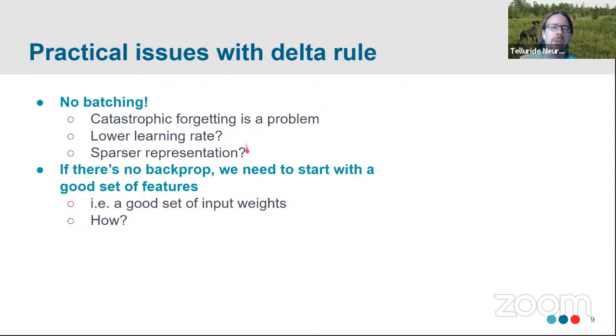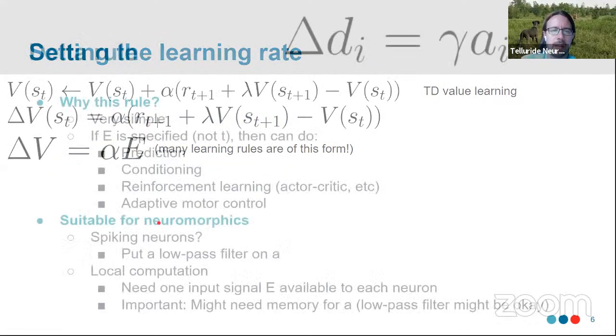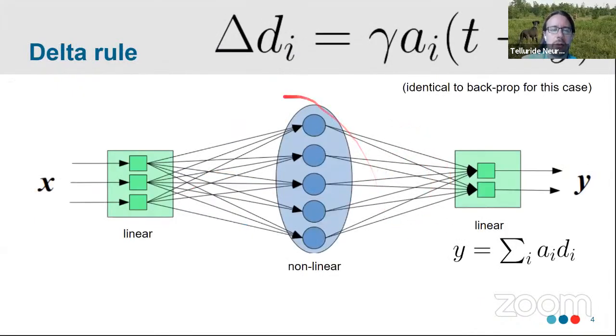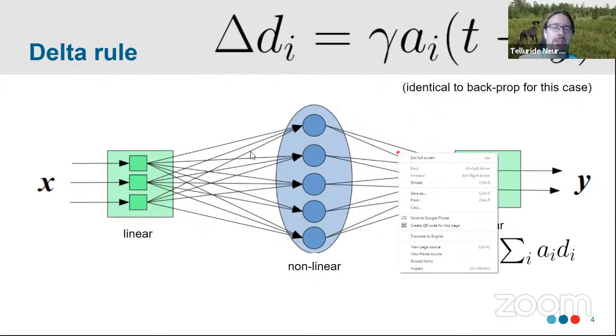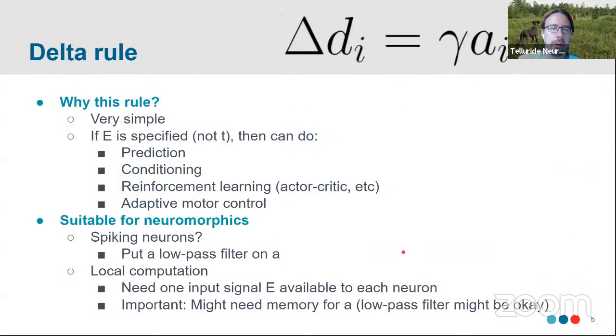The standard stories for how to deal with that are things like lowering the learning rate and going with a sparser representation. We'll show how that affects in a moment. And I think what I want to really phrase on it is, if there is no backprop, then you need to start with a good set of features. So let me rephrase that again. If you're only learning this set of weights, you need to make sure this set of weights is good for the task that you're doing. This is the traditional problem that perceptrons and neural networks have just always struggled with. So if we're going to be doing online learning and we don't have access to the backprop solution to this problem, what are we going to do?